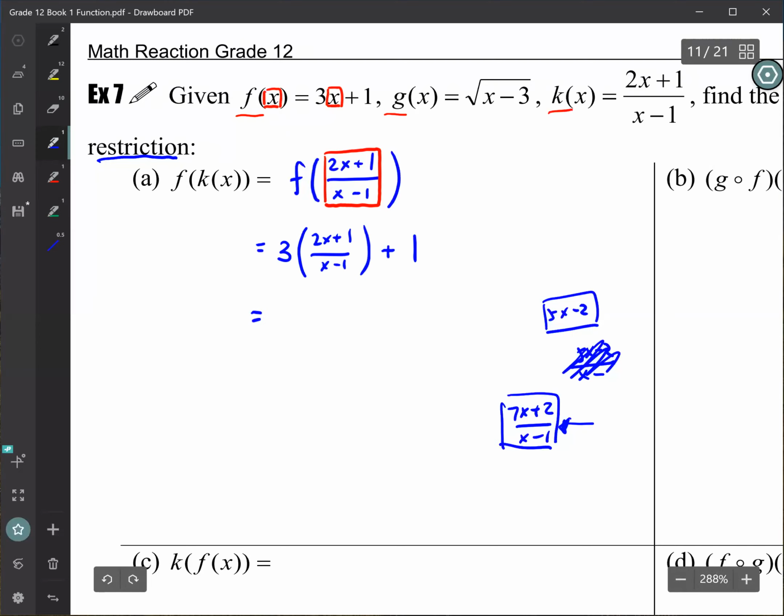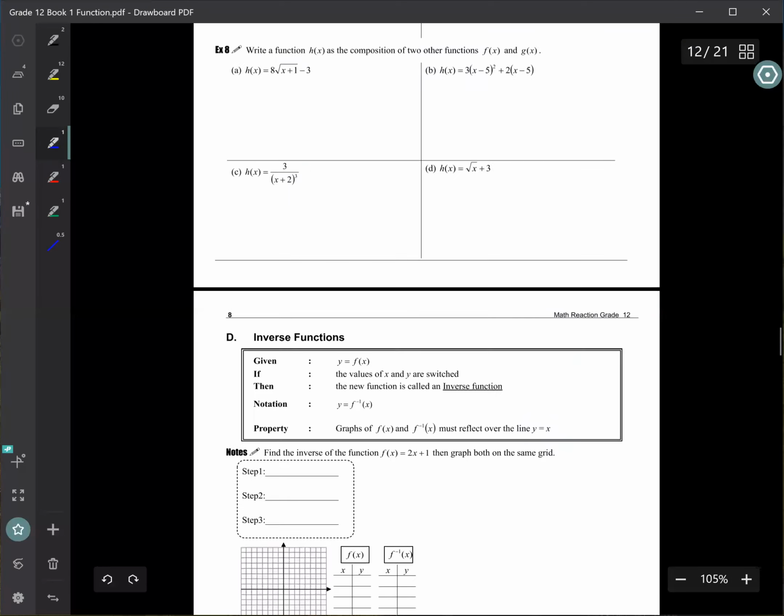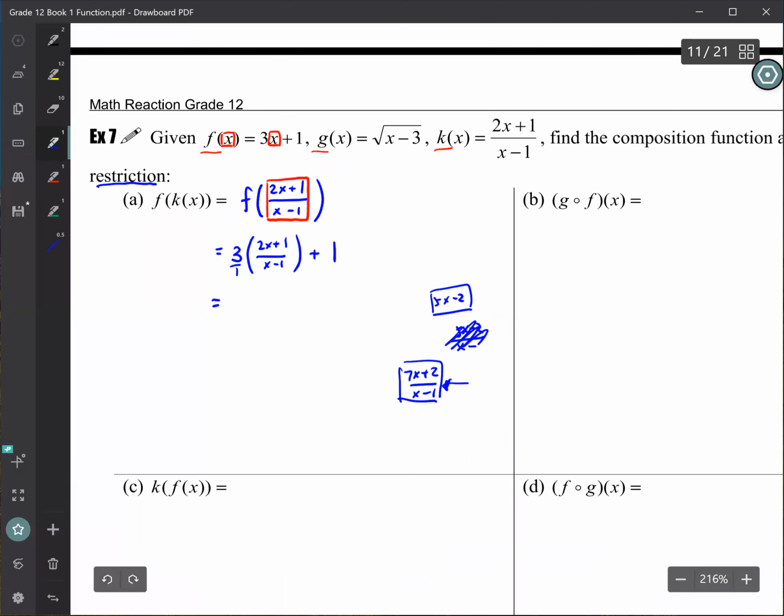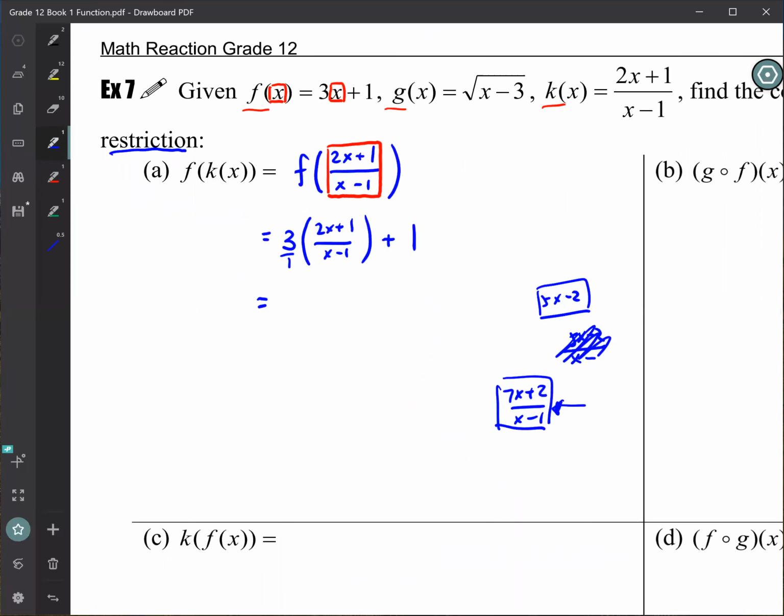Okay, so what you need to do now is think about how to simplify fractions. When you multiply fractions, the 3 you can write as 3 over 1, and the 1 you can also write as 1 over 1. So let's multiply the two things first. Top times the top gives you 6x plus 3, we do distribution, over x minus 1, plus 1.